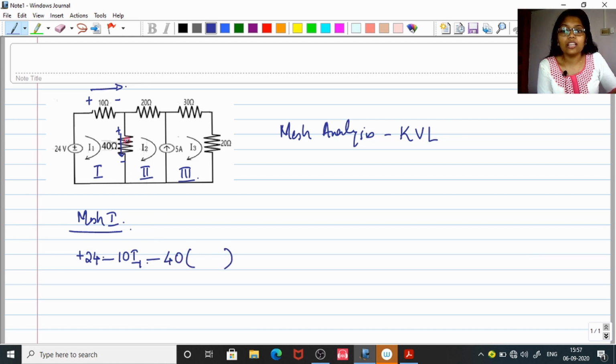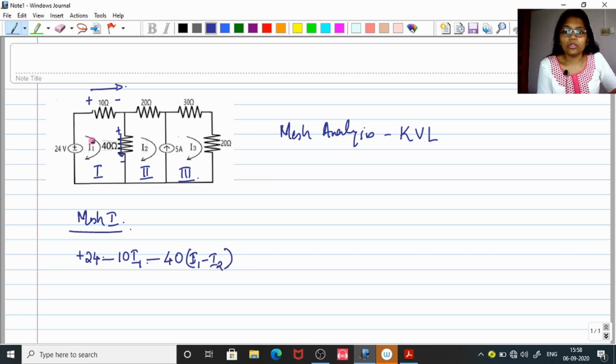But here there is a trouble, which means here you can see 2 currents, isn't it? I1 and I2. Also we are focusing on mesh 1. So let us assume that I1 is dominating. So I1 is much greater than I2, because we are focusing on mesh 1. So let us write here as I1 minus I2.